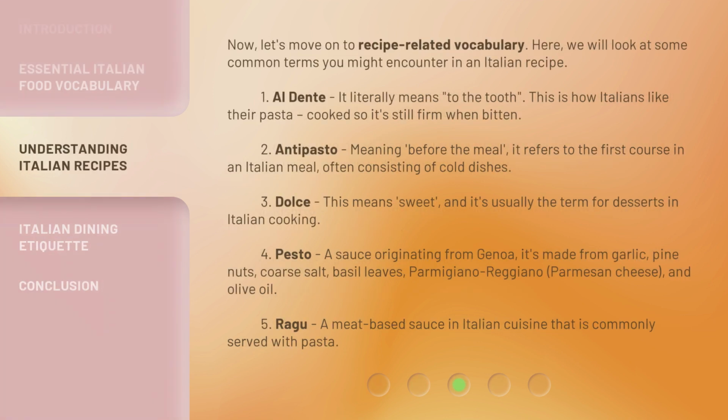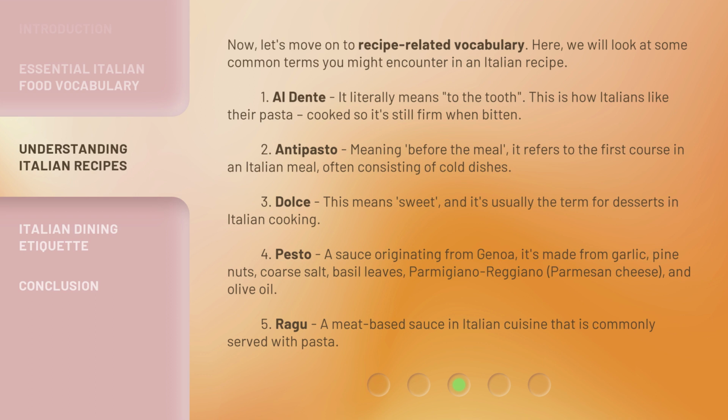Now, let's move on to recipe-related vocabulary. Here, we will look at some common terms you might encounter in an Italian recipe. 1. Al dente. It literally means, to the tooth. This is how Italians like their pasta, cooked so it's still firm when bitten. 2. Antipasto, meaning, before the meal. It refers to the first course in an Italian meal, often consisting of cold dishes.